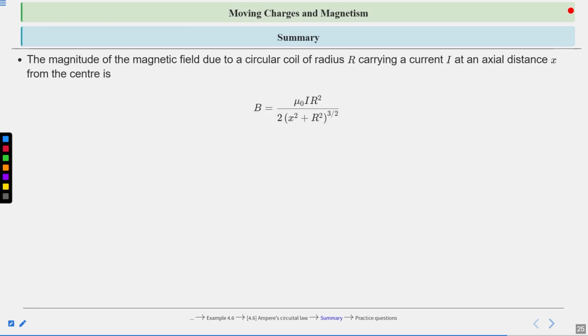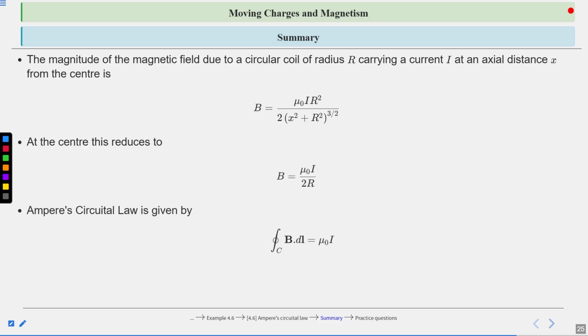So let's have a quick recap. The magnitude of the magnetic field due to a circular coil of radius r carrying a current I at an axial distance x from the center is given by this formula. At the center, this reduces to B equal to mu naught I upon 2r.